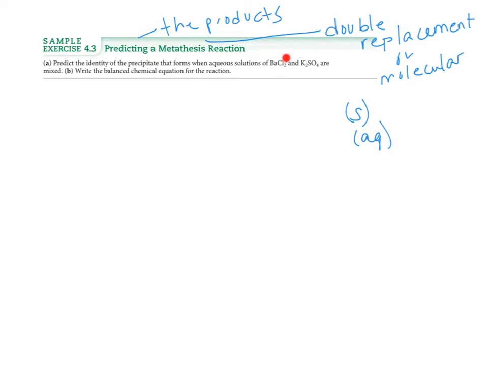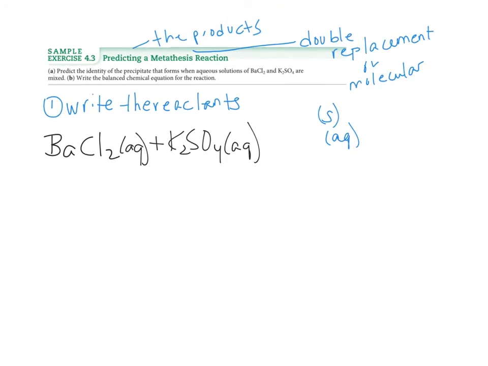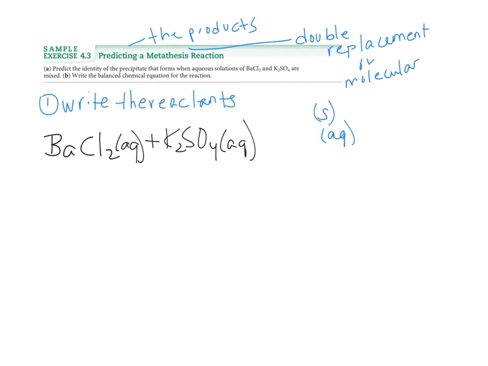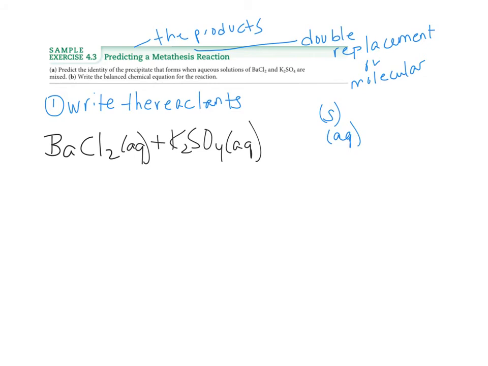So we have two solutions here, barium chloride and potassium sulfate. We want to predict the identity of the precipitate, if a precipitate forms, when the aqueous solutions of these two are mixed. Then we're going to write the balanced chemical equation for the reaction. The first step is to write the reactants: BaCl2 and K2SO4. It's important that I use this aqueous symbol, because I'm showing that they're in solution, they're dissolved.